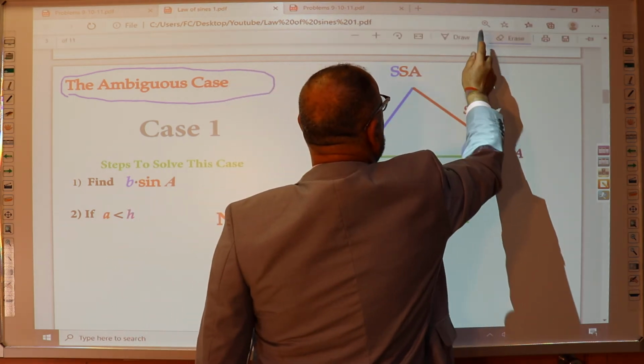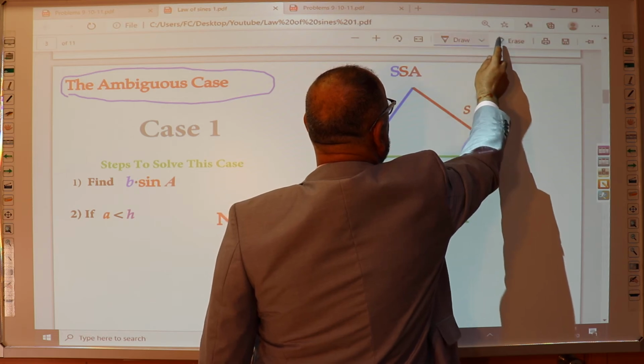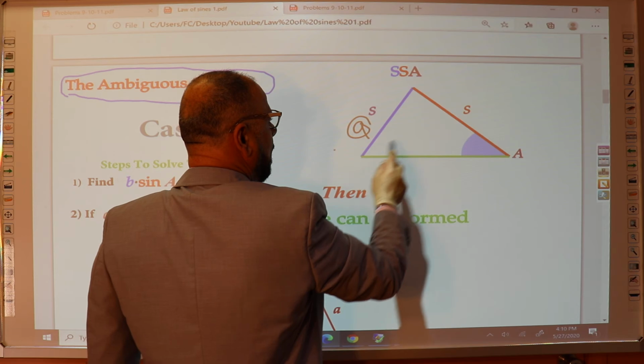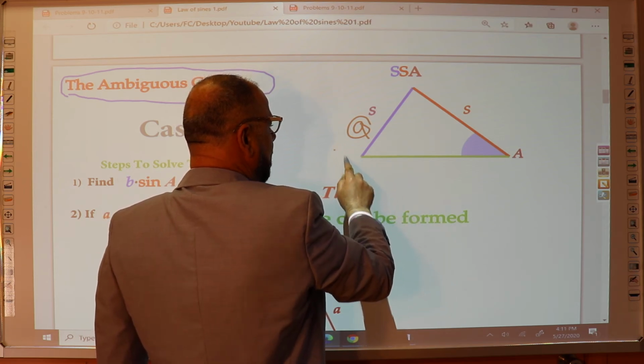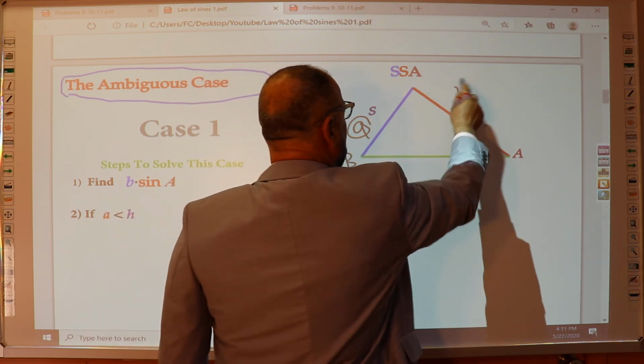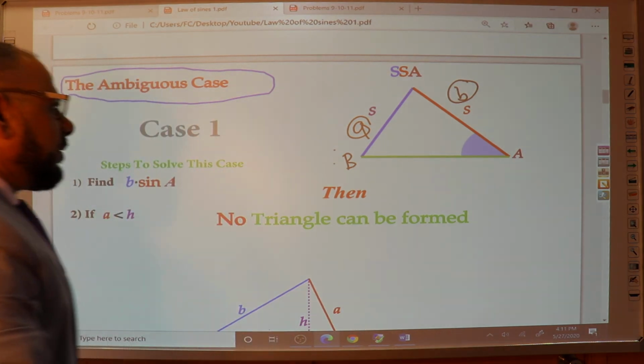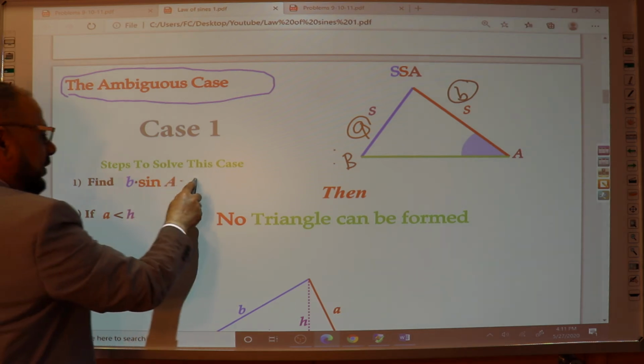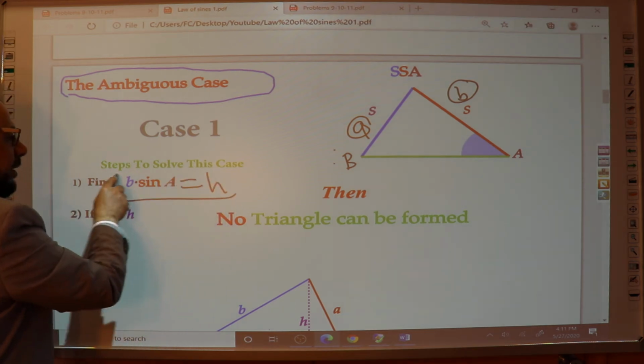I'm going to start this today, I'm going to finish it, but I need to put an introduction for this case. Okay, this is side A and the angle B, and this angle... Side B. Then we multiply B sine A. That gives me the height of the triangle.